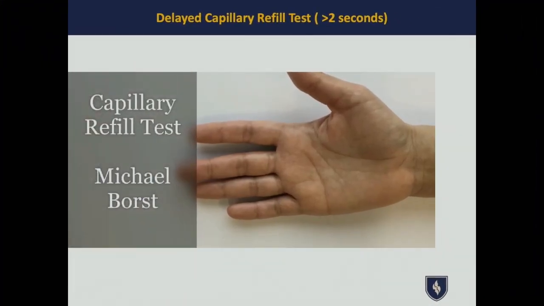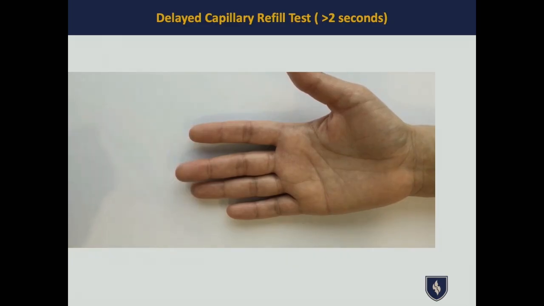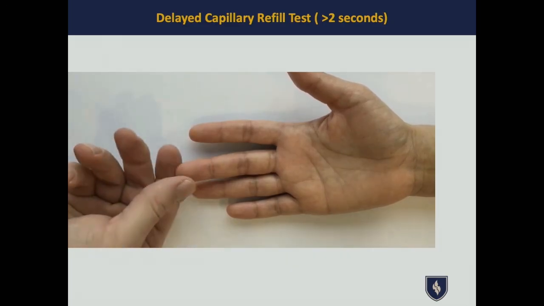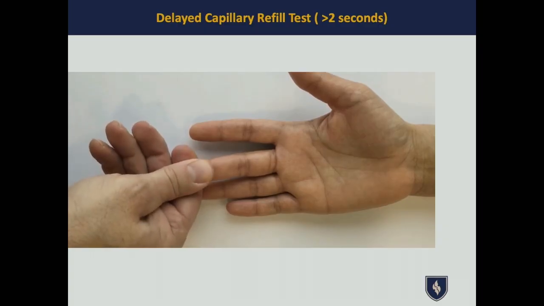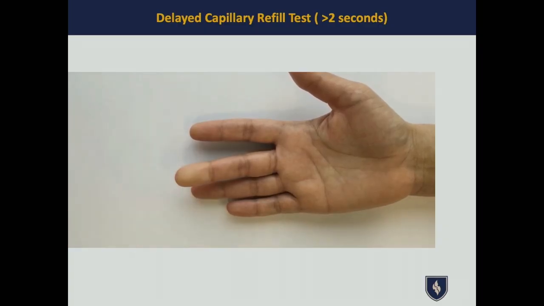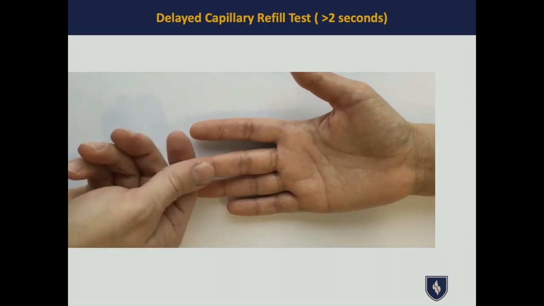For the capillary refill test, apply pressure to the distal volar portion of the digit until the tissue turns pale. Once the tissues turn pale, simply release and count the number of seconds it takes for the color to return to normal. One more time.